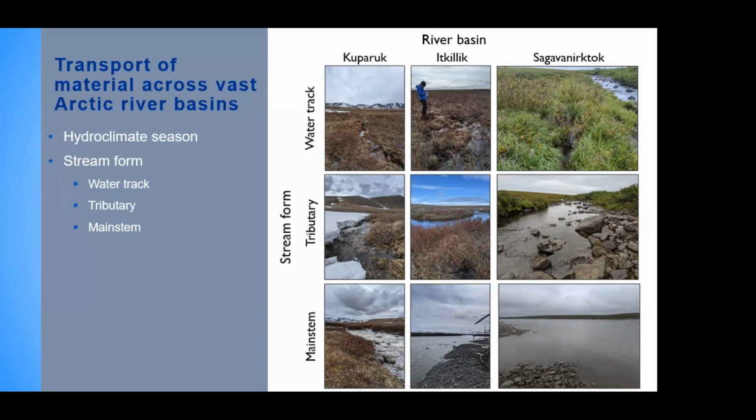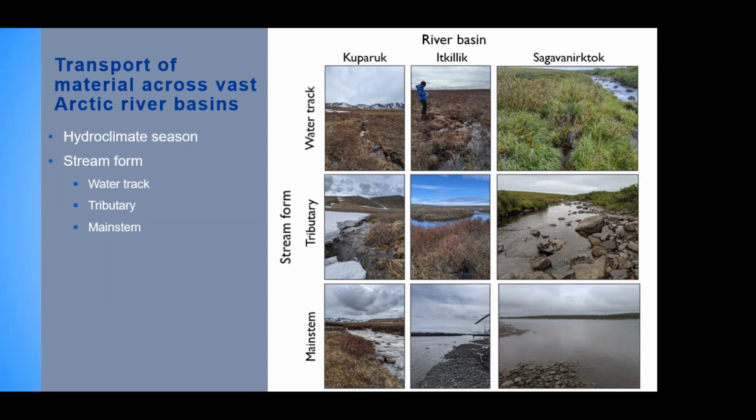But we also knew that transport of material depended on other ways to break down the stream form. So you can look at the stream order, which is say like from 1 to 10 as the streams converge. But there were distinct forms like water tracks. That's a very Arctic type of stream. It's pictured here on the top row in different basins.